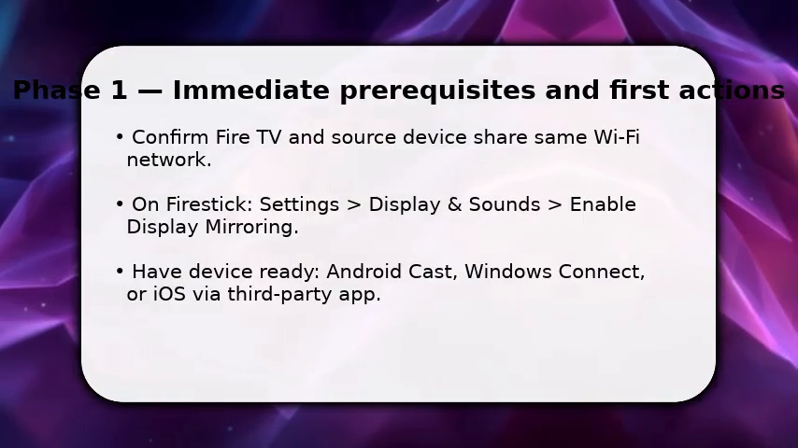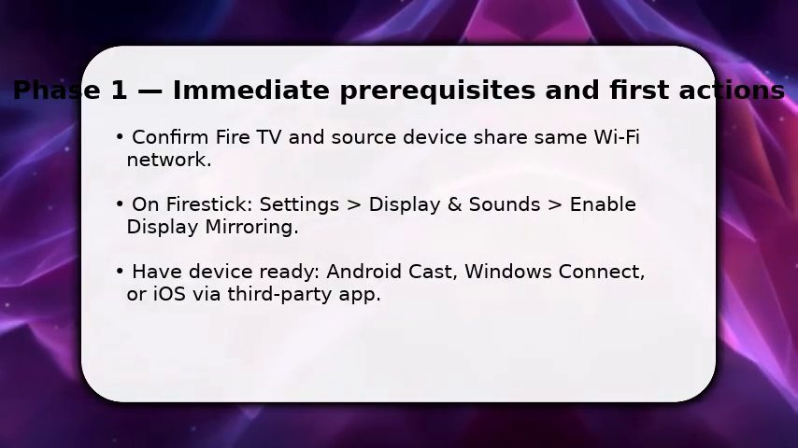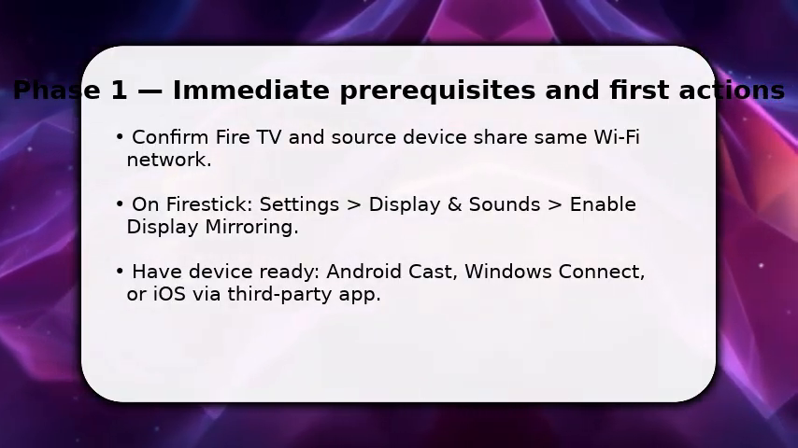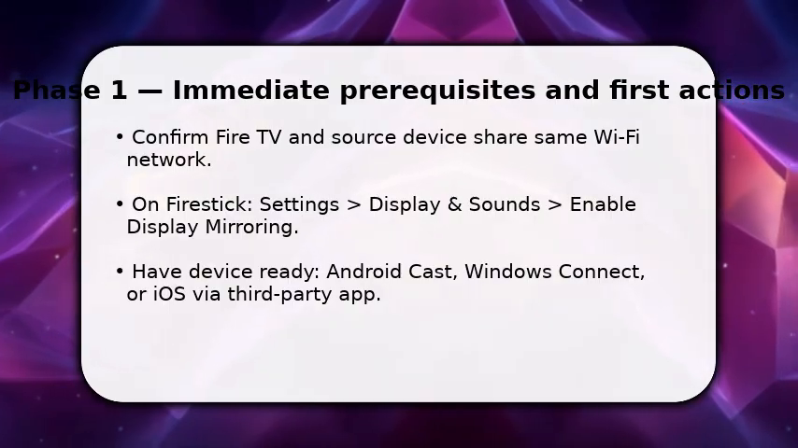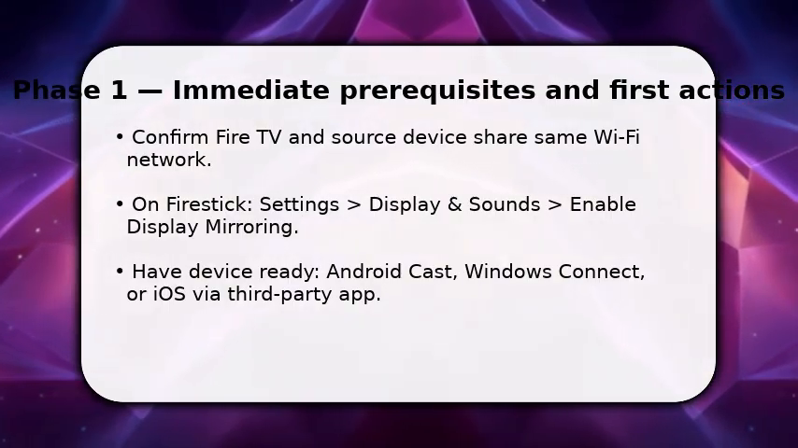Next, get your phone or PC ready. Unlock it, open the Cast or Connect feature, and keep it on the screen so you can select the Fire TV name when it appears.